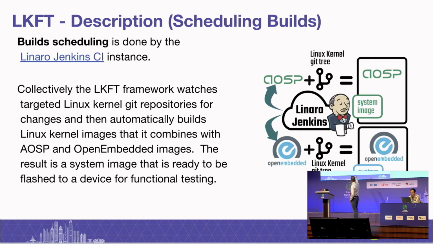Like I said, we take our AOSP image or our OpenEmbedded image, we add our Linux kernel Git trees, and we create these system images. This is ready to be flashed to a device, and we build these images for each of the hardware platforms that we support.